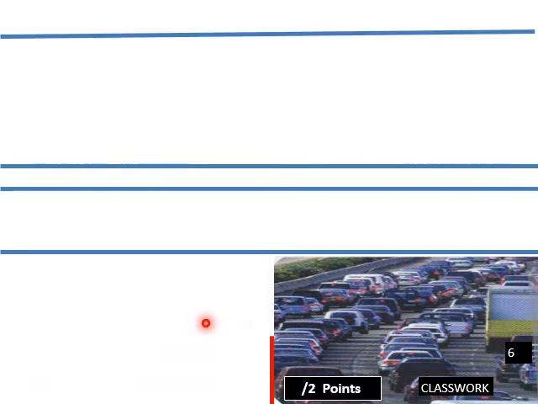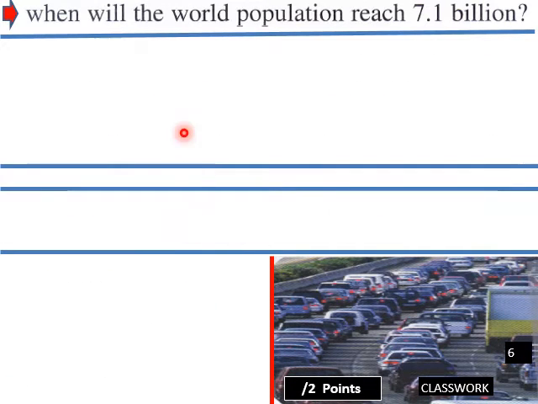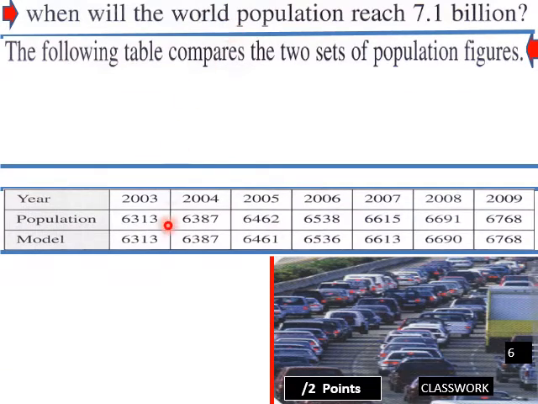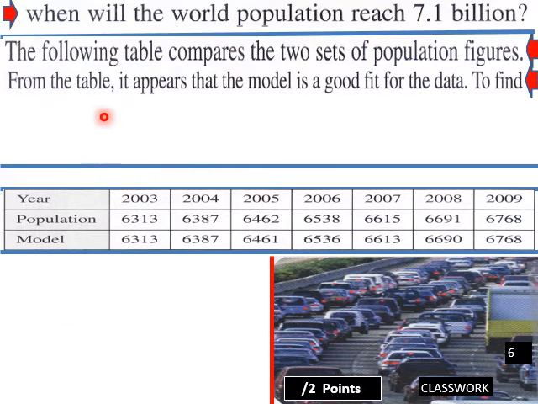And it should, shouldn't it? Why wouldn't it? When will the world population reach 7.1 billion? So here, up to 2009, we're at 67, 68. So we're not quite at 7.1. So from the table it appears the model is a good fit.